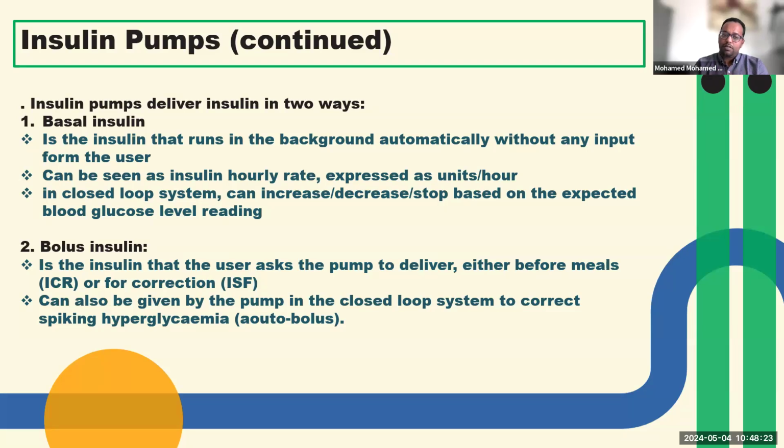Sometimes, if blood glucose spikes very high, the pump does give you what we call auto boluses or mini boluses. So it gives you a spike in the basal insulin that can be considered a bolus insulin. It just increases and goes back, but this has a limit. It cannot go above 20% of the basal insulin. Most of the bolus insulin, the user asks the pump to give.